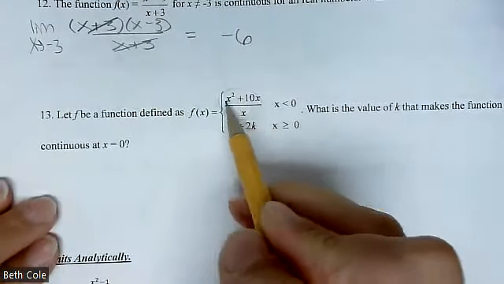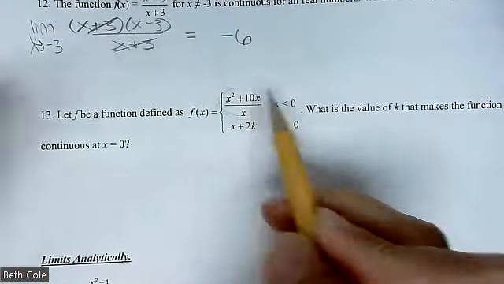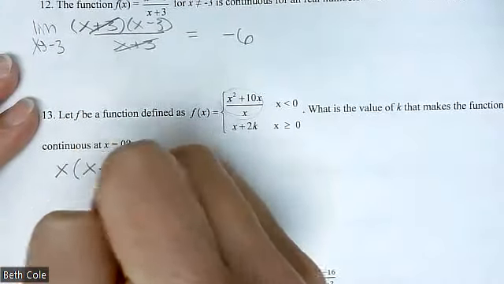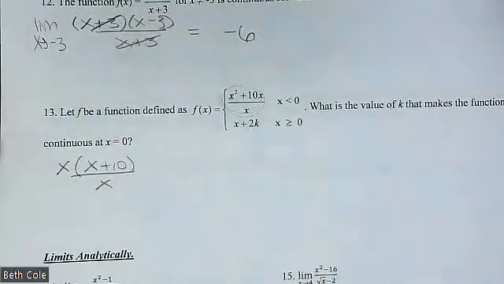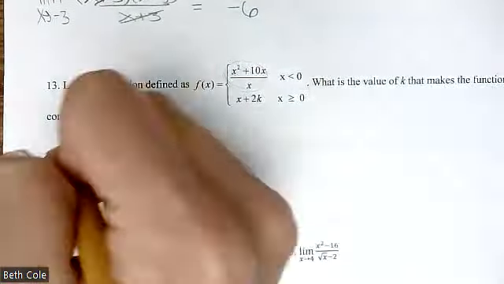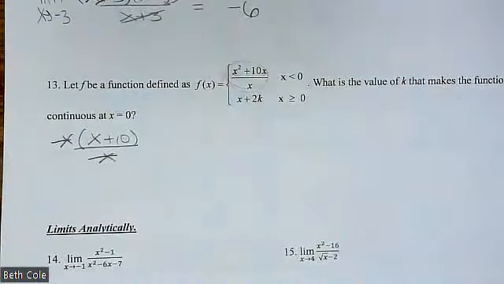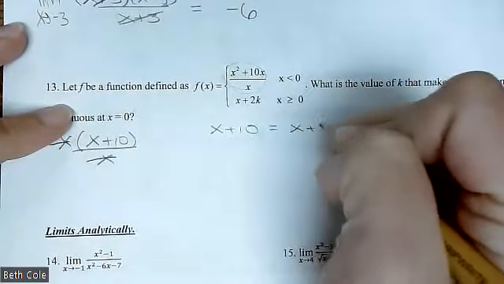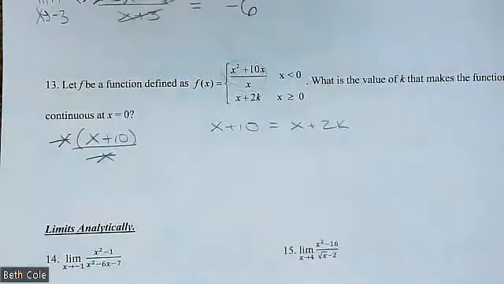What can you do with this numerator? Yeah. Take out an x, you would be left with x plus 10. And then those x's are going to cancel. So now we can set them equal. So it would be x plus 10 equals x plus 2k. So you're setting the two things equal. We just had to cancel out the hole. And then, yes, we're going to plug in 0 for x.